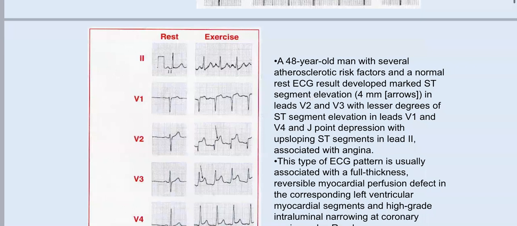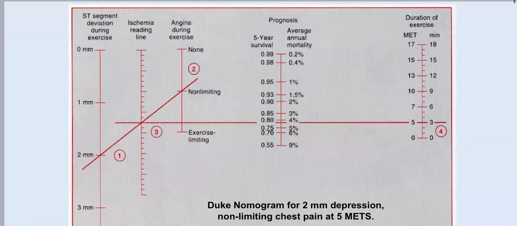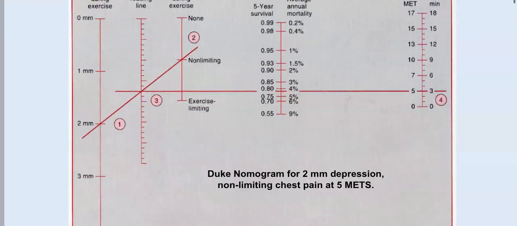Now, if you are unlucky, like in this patient, and you see rest and exercise and you get these changes, what does that mean? This is a full-blown ischemic case induced by exercise, okay? So you can induce ischemia during exercise. Well, probably in my last session, I stressed the use of the Duke nomogram, and this is how you use it. I'm not going to elaborate further.